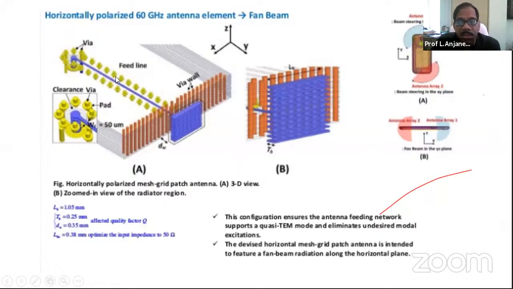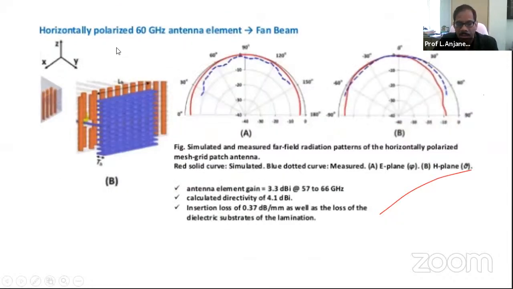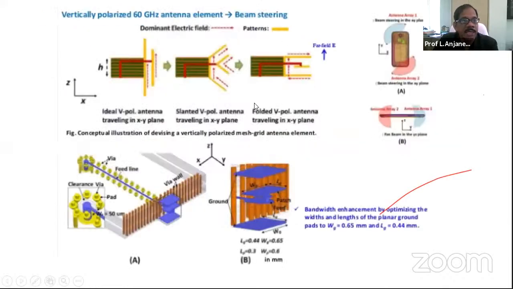Okay, so as you see here, these are the designs that go into your cell phone with a fan beam. This is a horizontally polarized one. The next slide shows the vertically polarized one with its beam. The next slide shows a vertically polarized 60 gigahertz antenna element with beam steering implemented. It would take a very long time for me to explain every detail of this slide, but you can appreciate the kind of designs that people are working with, which go into your latest 5G cell phone.